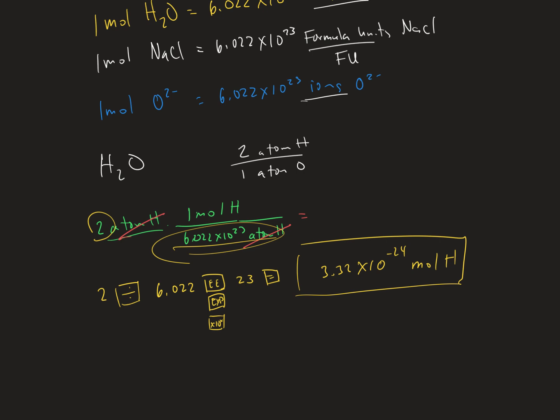Oh, I got it. 23. I think, let me check. That's what Chad got. Let's see if he was right. All right, so we got 2 divided by 6.022 times 10 to the 23. Yeah, 3.32 times 10 to the negative 24.